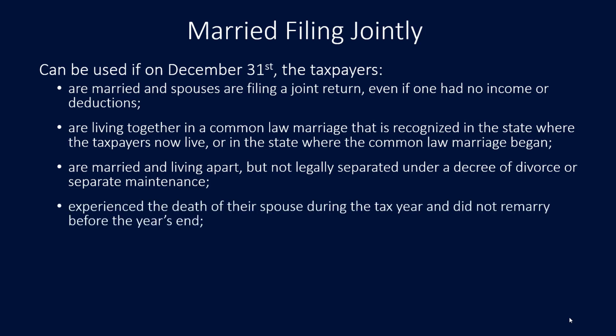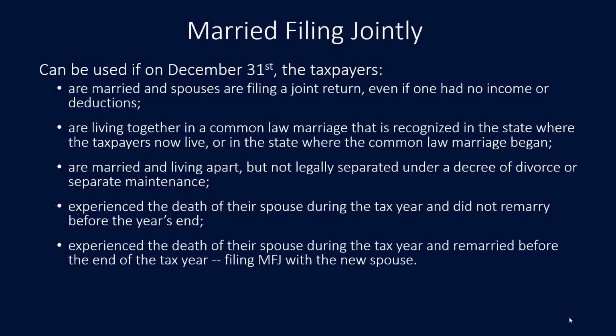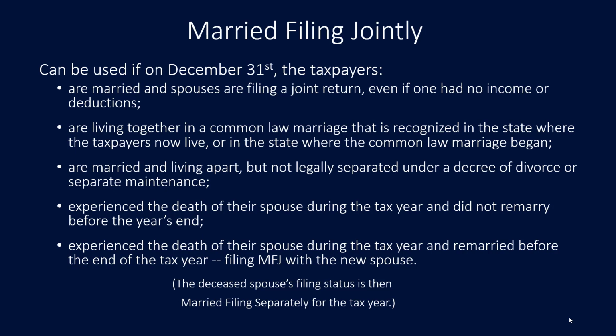You can file jointly if you experienced the death of a spouse during the tax year and did not remarry before the year's end. You can file jointly if you experienced the death of a spouse during the tax year and remarried before the end of the tax year. You would be filing married filing joint with the new spouse. The deceased spouse's filing status would then be married filing separately for the tax year.